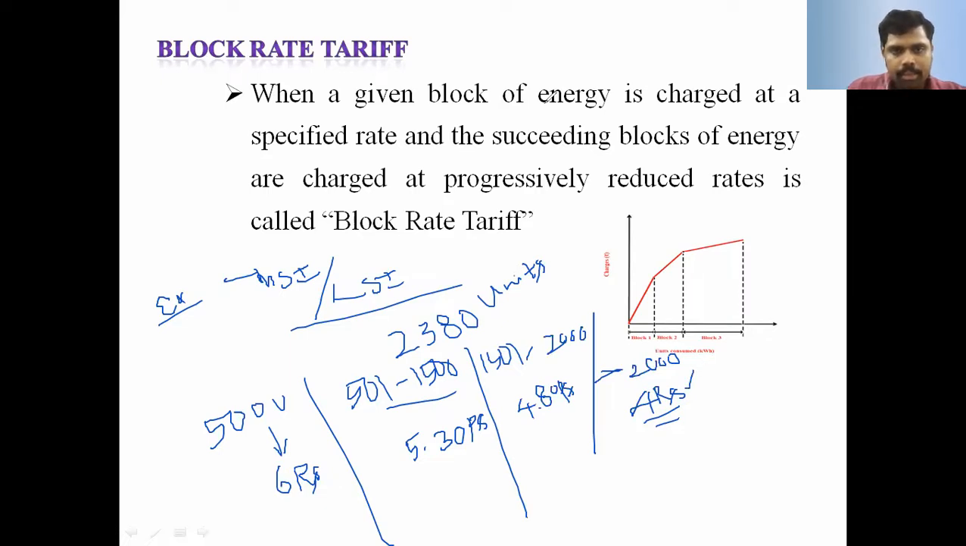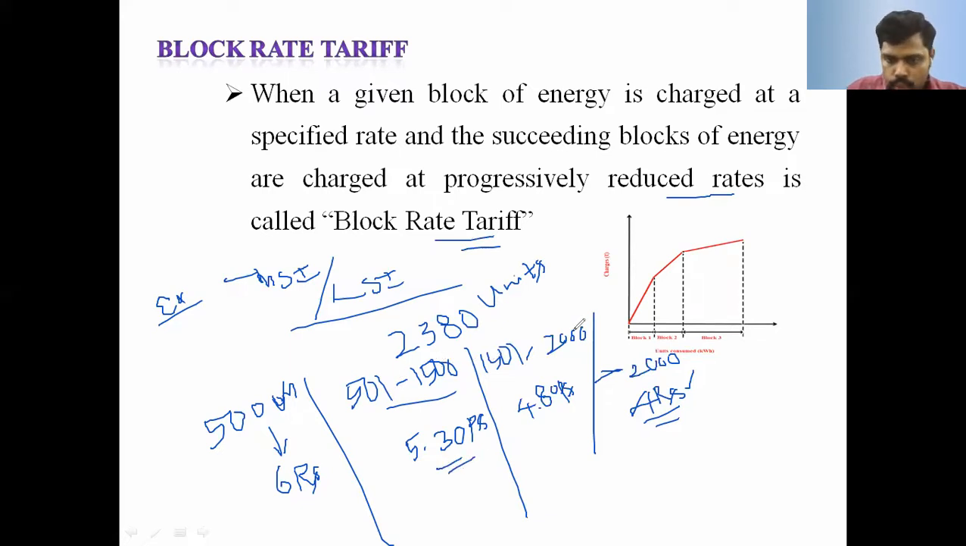That is, in block rate tariff, they are charged a specific rate for the succeeding block of energy, charged at a progressively reduced rate, and this is called block rate tariff. If the first block is fixed, that is the first 500 units, they are charged 6 rupees. If they utilize more energy, that is 501 to 1500 units, they are charged only 5 rupees 30 paise.